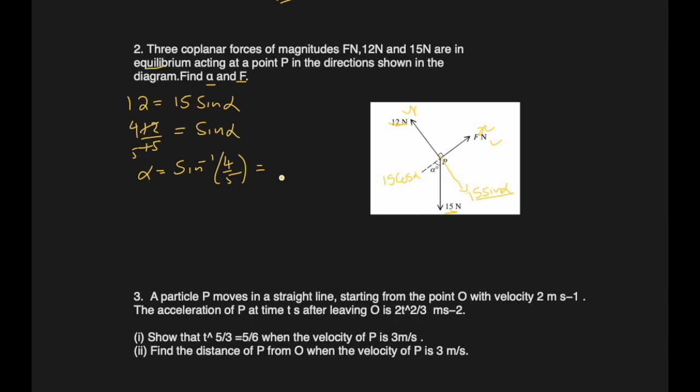What I'm getting here is 53.1 degrees. That's the angle alpha. Now I need to know what F is. So I can go in this direction. So F will be 15 cos alpha, because they are balancing each other here. So F is equal to 15 cos 53.1 degrees, because we know the angle now. Just put this in a calculator and you'll get it. What I'm getting is 9 newtons exactly.